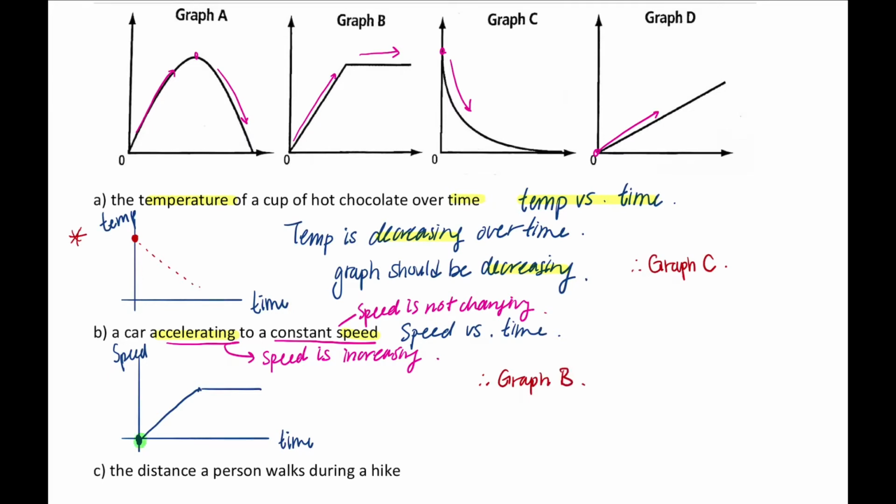From the initial position, the car has increased its speed until a certain point. So speed goes up until a certain point, and then after a while, the speed of the car does not change. So it maintains a constant speed as time passes by.